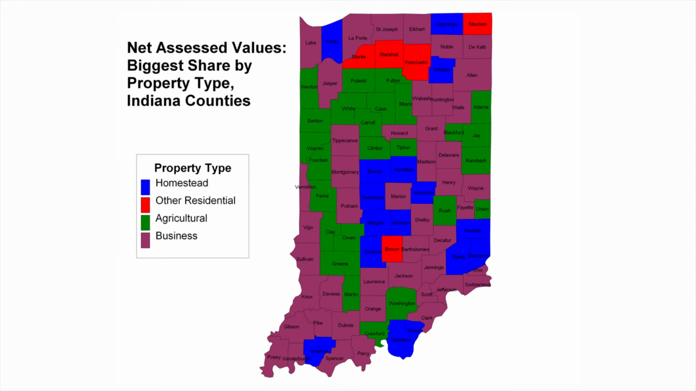Other residential is largest in a handful of counties, colored red, like Brown and Steuben, where there are a lot of vacation homes and rentals. In most counties, though, business property has the biggest share. Most of the map is shaded purple.